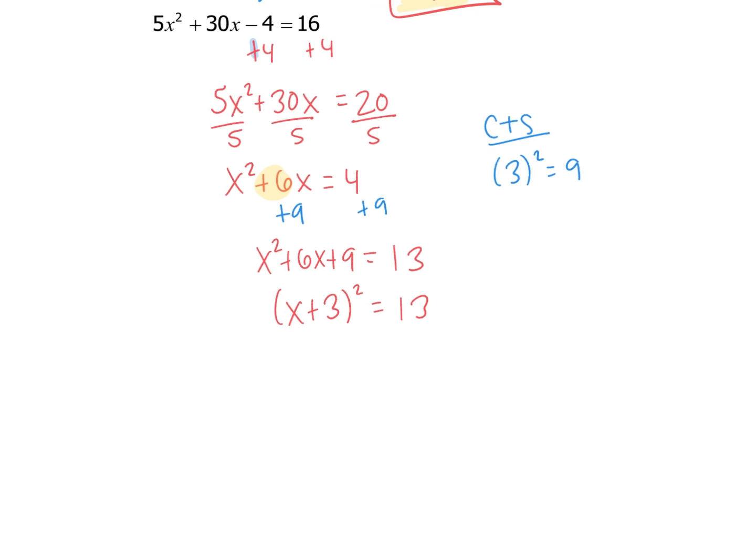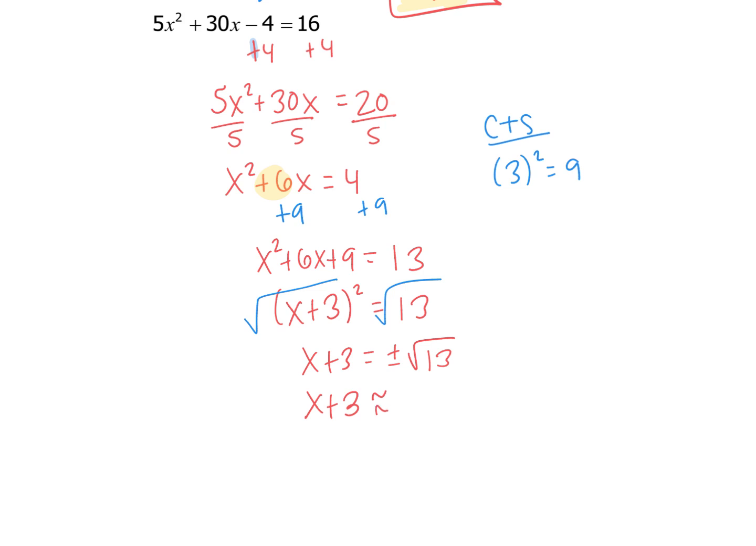The reason completing the square works is because now, once we have it in this format, we can use square roots to solve it. So now I'm going to square root both sides to get rid of the square. So I have x plus 3 equals plus or minus the square root of 13. 13 is not a perfect square, so I'm typing it into the calculator right now. Square root of 13 is about 3.6. So I have x plus 3.